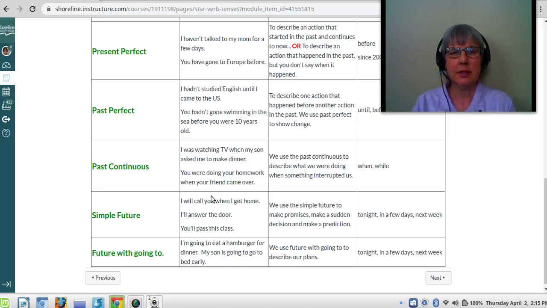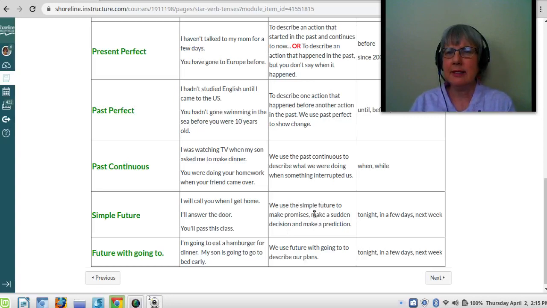Okay, simple future. This one is different from going to. Will go, going to go, very different. There's 3 times I use the simple future. We use the simple future to, 1, make promises. I will call you when I get home. I promise. I will do my homework. I promise. I will pass my test. I promise.